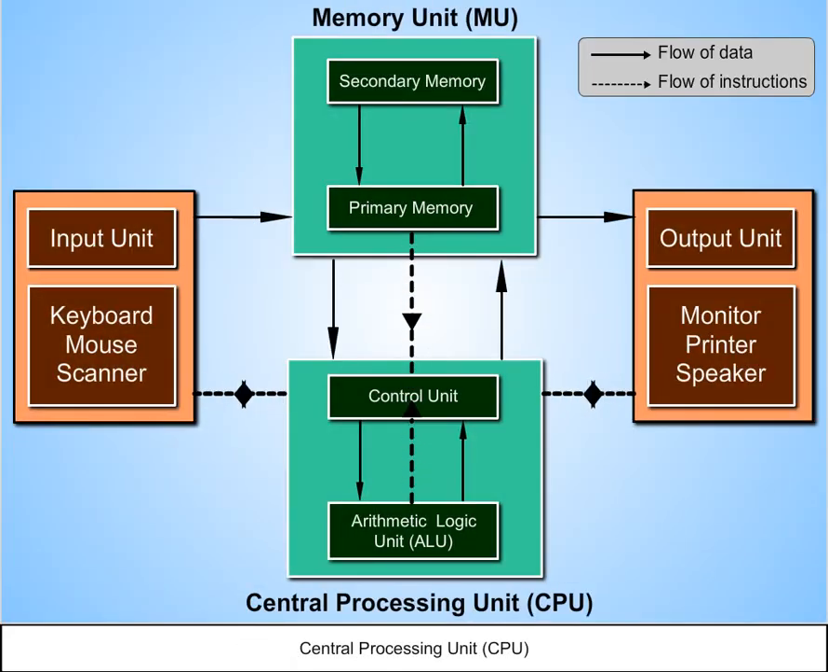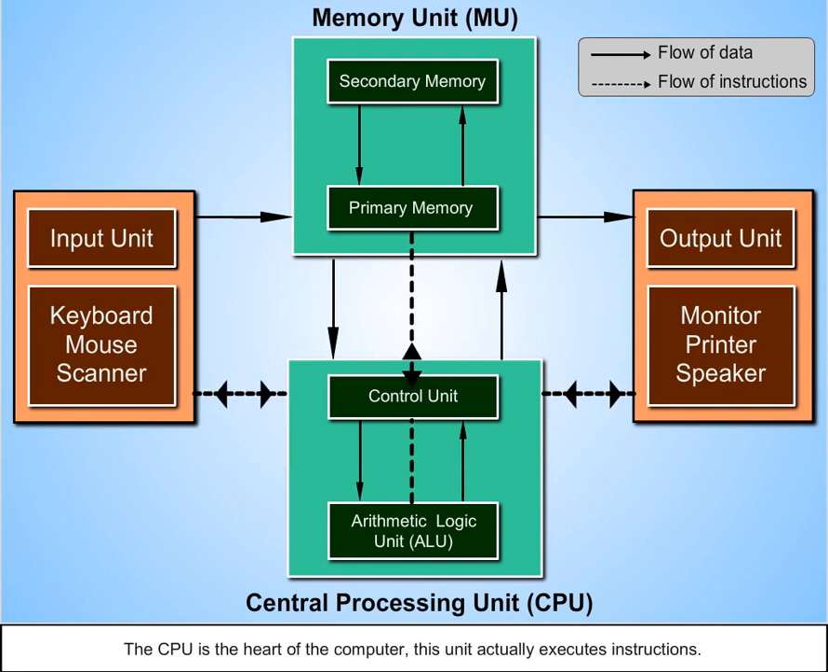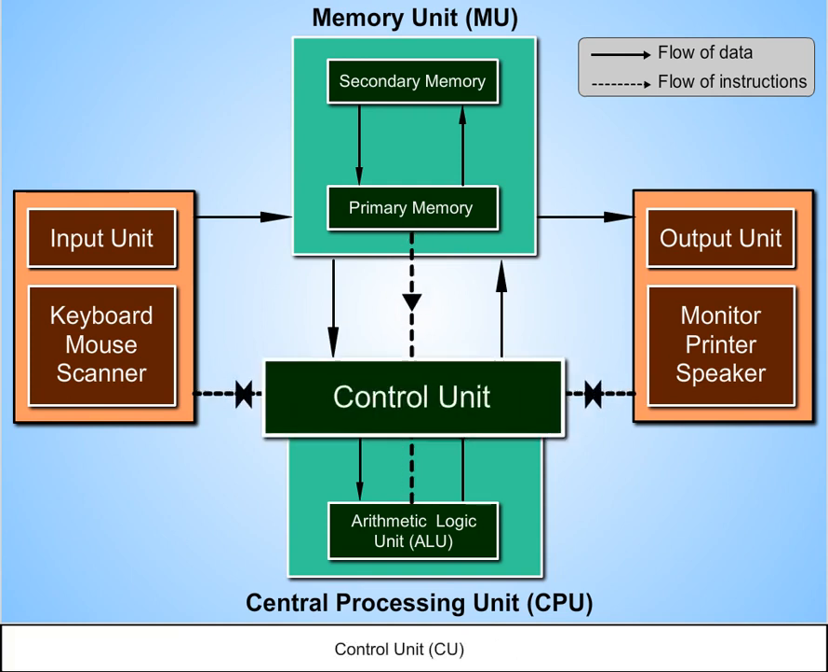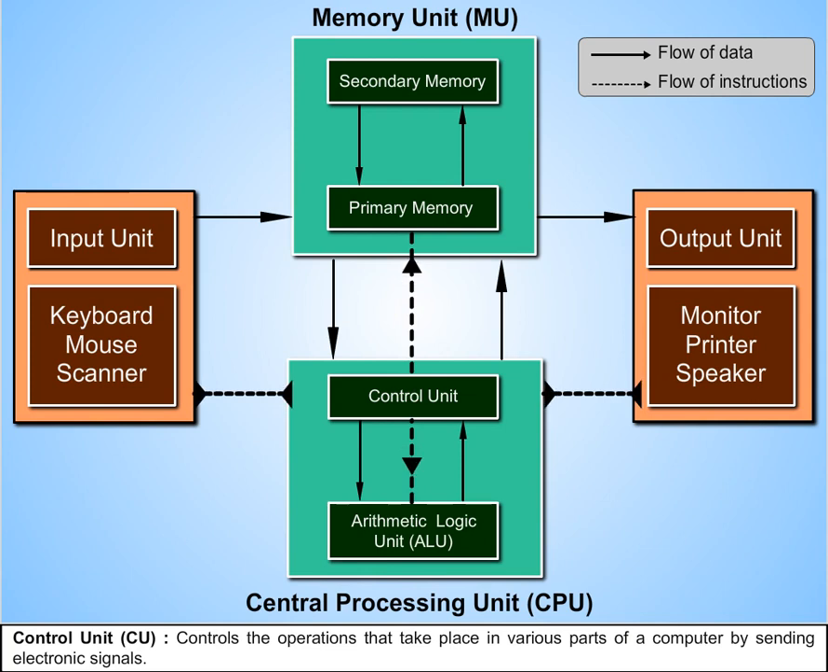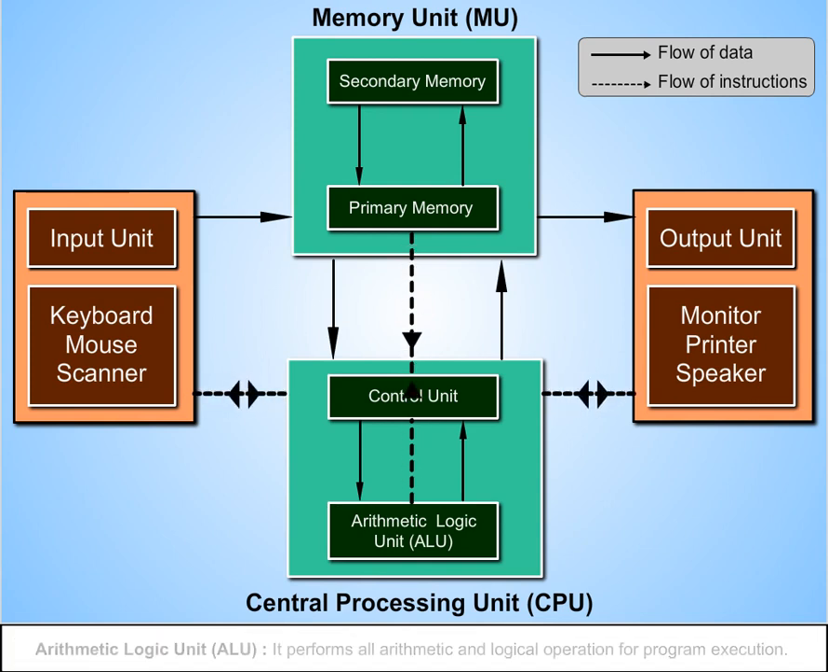Central Processing Unit (CPU). The CPU is the heart of the computer. This unit actually executes instructions. The major sections of CPU are Control Unit (CU) and Arithmetic Logic Unit (ALU). Control Unit (CU) controls the operations that take place in various parts of a computer by sending electronic signals. Arithmetic Logic Unit (ALU) performs all arithmetic and logical operations for program execution.